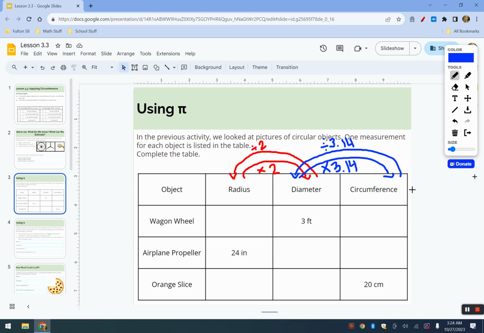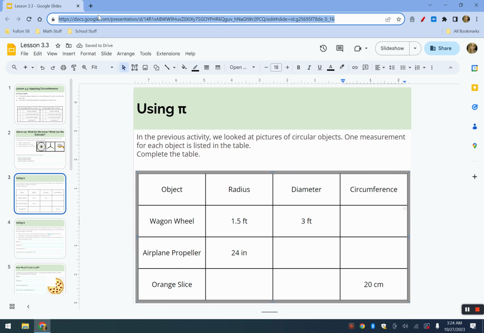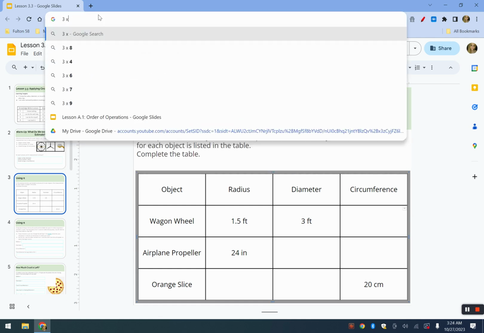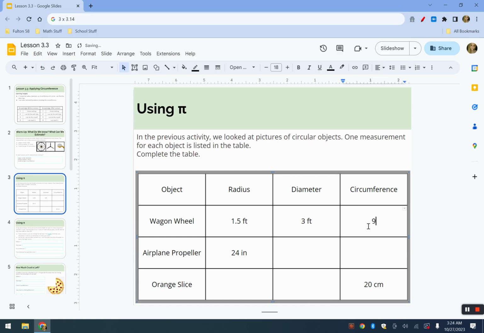Okay, so let's go ahead and let's get some answers down, shall we? So if we have our diameter, we're trying to find the radius of the wagon wheel. We're going to follow this arrow and divide by 2. So 3 divided by 2 is going to be 1.5. Now if we have our diameter and we're trying to find our circumference, we take our diameter and we multiply it by pi. So we would get 9.42.